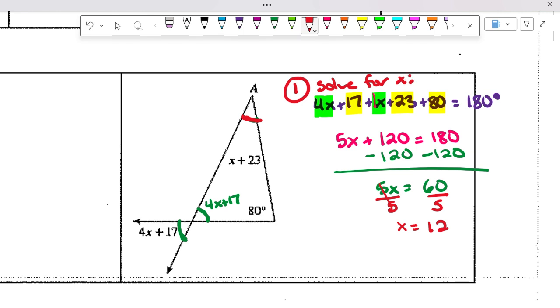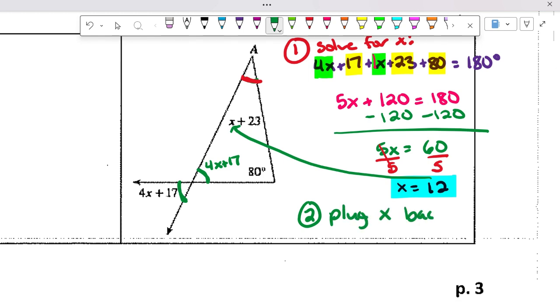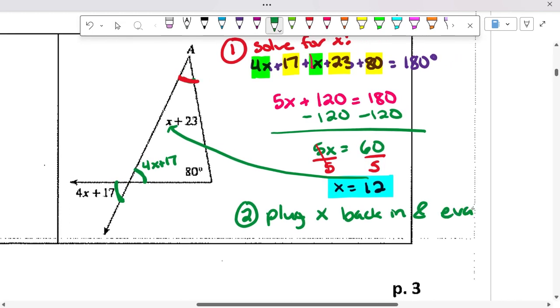So what's my next step? I take my x value, plug it in to the expression for a. So I'm going to take this x equals 12, and I'm going to plug that 12 in for x. So your second step is plug x back in and evaluate. Which all evaluate means, just to recall the vocab, is do the order of operations.